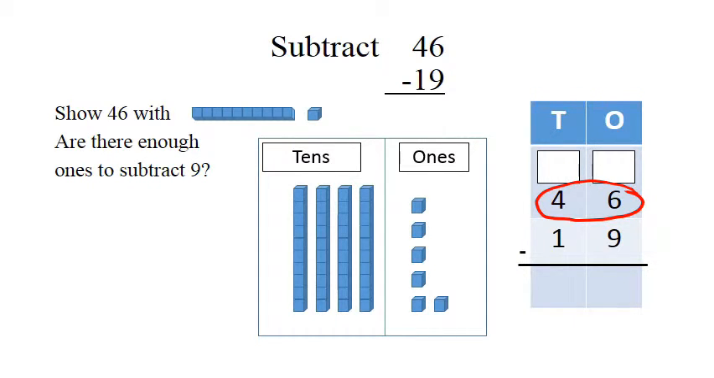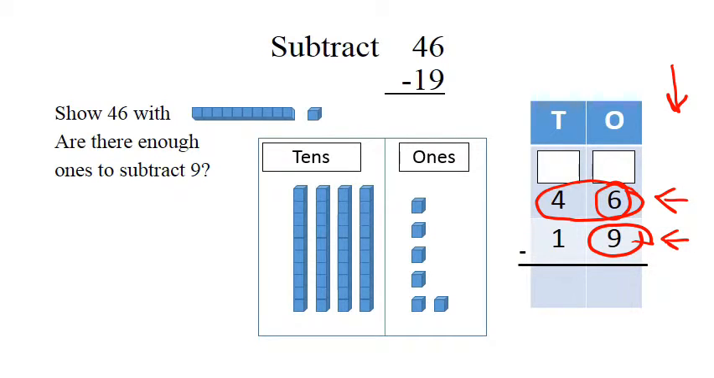Now I have to think, do I have enough ones to subtract 9? So this is the one I have. Remember, we always start from the top and work our way down. I have 6 ones and they want to take away 9 ones. Do I have enough? Well, if you remember our poem, more on top, no need to stop. Well, the more is on the bottom.